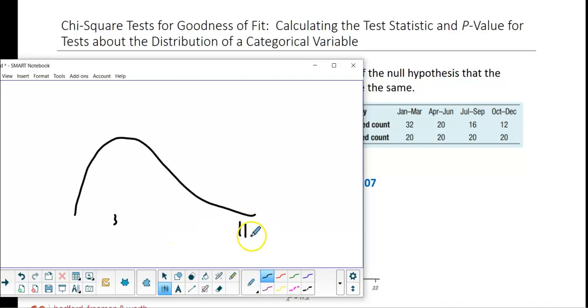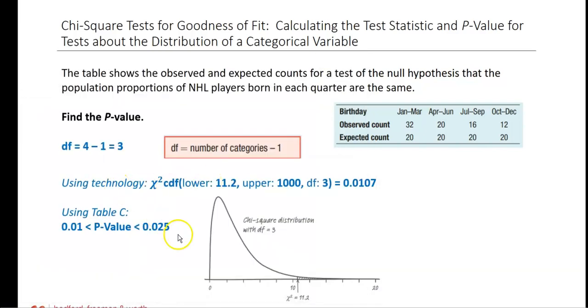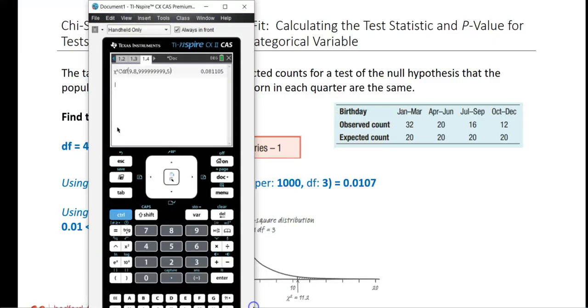But 11.2 is way out there, so we're shading this way, right? So that's our curve. And so to find the p-value, you can do chi-squared CDF. So let's try that.